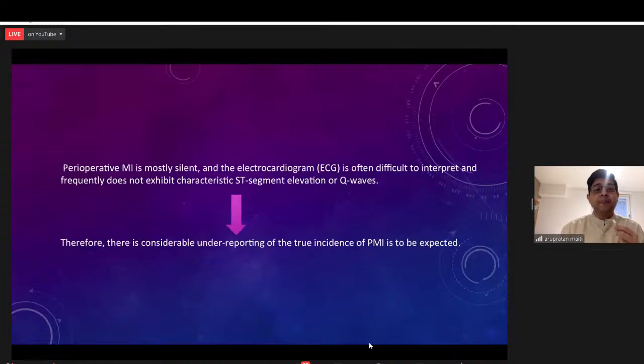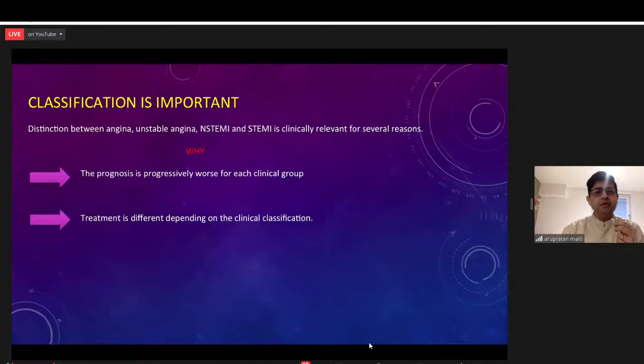if the patient develops perioperative MI. Perioperative MI is mostly silent, and the ECG is often difficult to interpret and frequently does not exhibit the characteristic ST segment changes. Therefore, there is considerable underreporting of the true incidence of PMI.